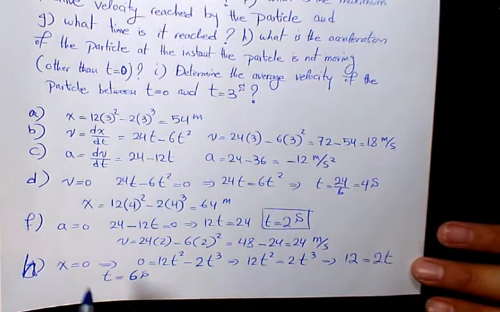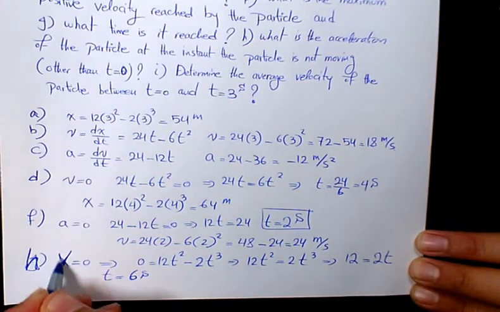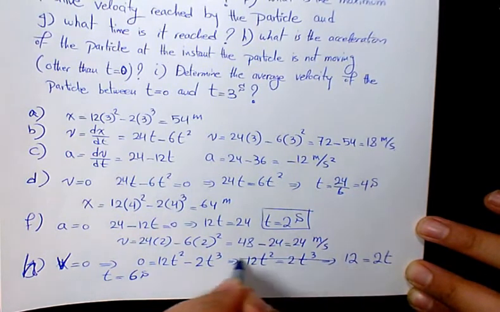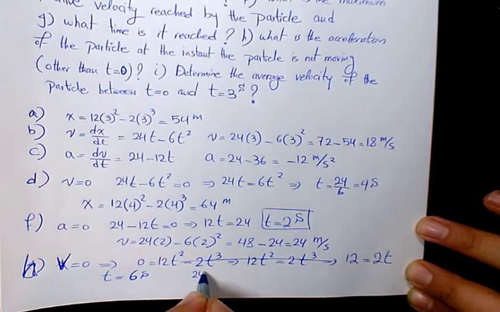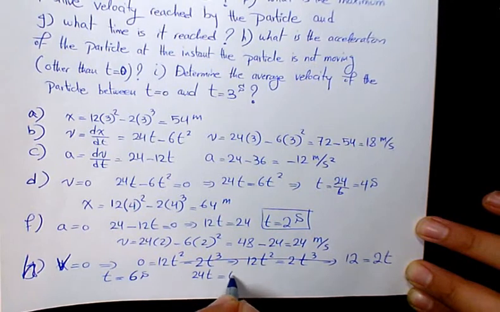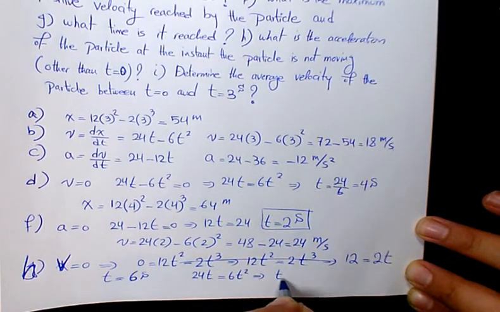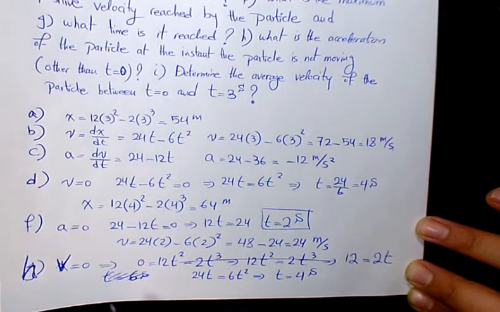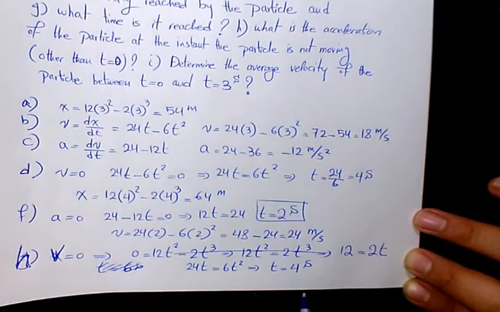Actually, it says when it is not moving. When it says not moving, it means that v is 0. So we can say that 24t equals 6t squared. t will be 24 divided by 6. It's going to be 4 seconds, not 6 seconds. So that's the answer to part H.